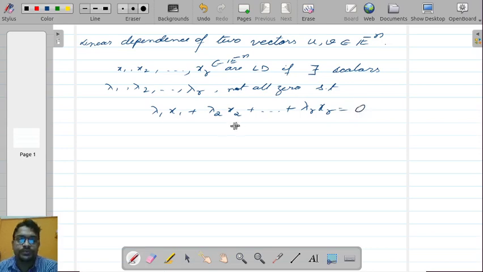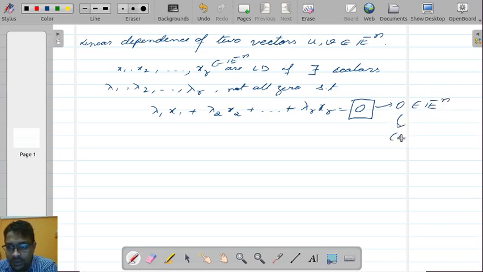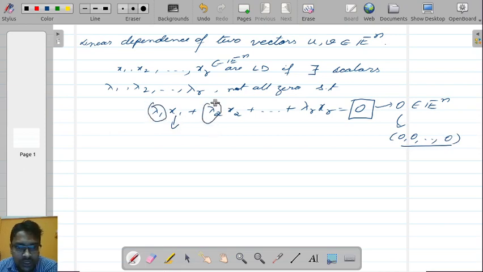Here this 0 is not the ordinary 0, not the real number 0. It is the 0 of the Euclidean space, that is, the n-tuple 0, 0, 0. Lambda 1 is a real number, lambda 2 is a real number, while x1, x2 up to xr are elements of the Euclidean space.